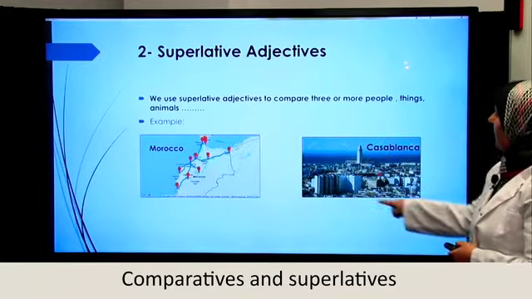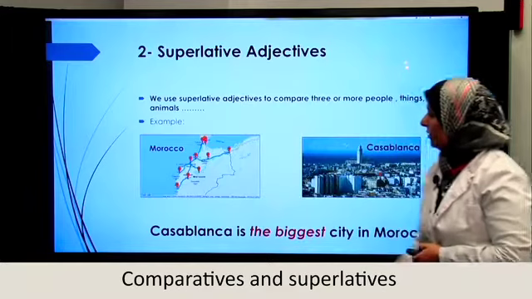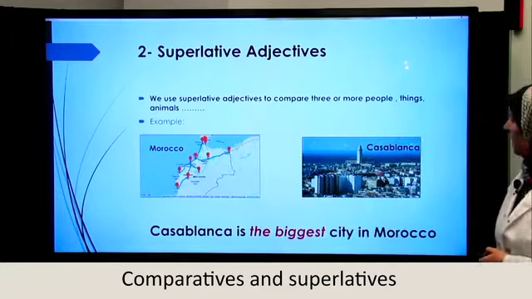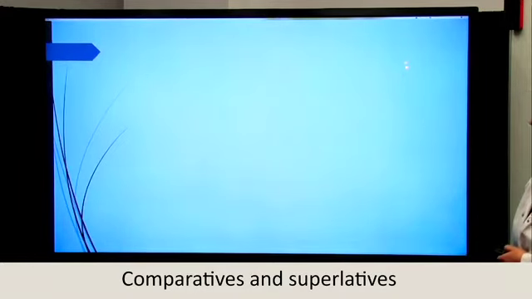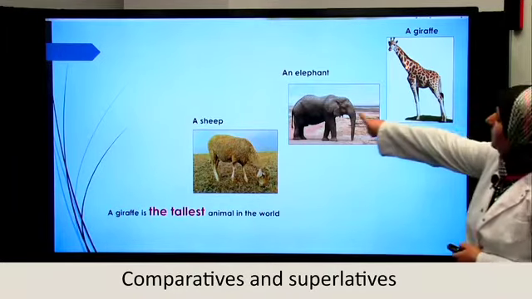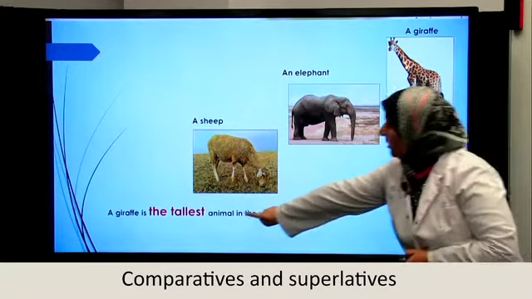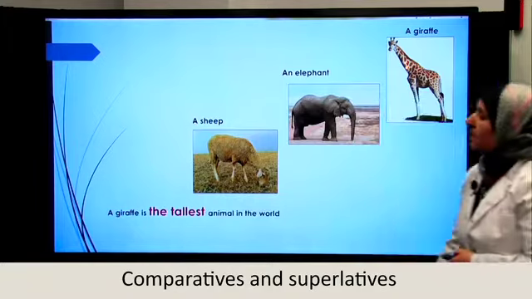We want now to compare Casablanca to the whole of Morocco. In Morocco, we say that Casablanca is the biggest city in Morocco. So what is the rule? Another example, we have a giraffe, an elephant, and a sheep. So a giraffe is the tallest animal in the world. So the adjective tall, here we use the superlative.